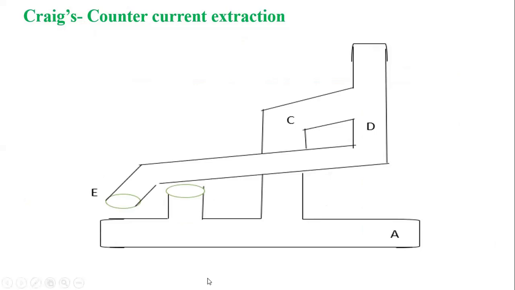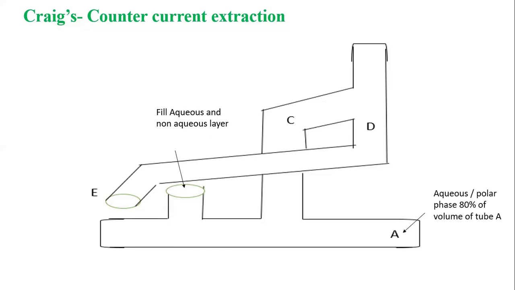Here there is an inlet on this side. Through this you are going to fill both liquids, the aqueous phase as well as the non-aqueous phase. The volume of the aqueous phase is 80% of the size of the tube, up to this portion. Up to this portion, the total is 100%. So the volume is 80%, up till here. And at the end there is an exit.